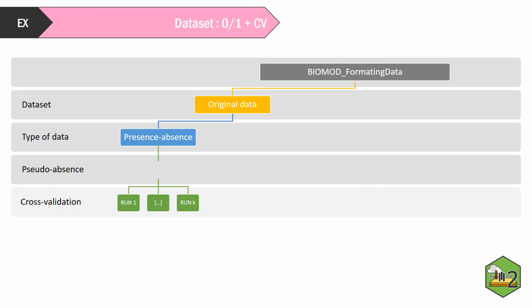This was the last possible step of the biomod formatting data. Now, our dataset is ready and we need to go to modeling choices. The first one will divide our data into calibration and validation parts and can be done through the BM cross-validation secondary function to fully explore all the possibilities. We will start with the simplest case, presence-absence dataset.